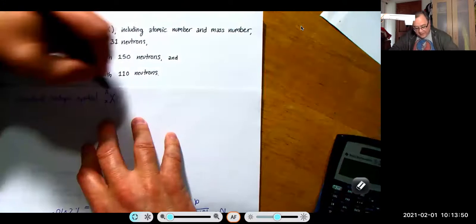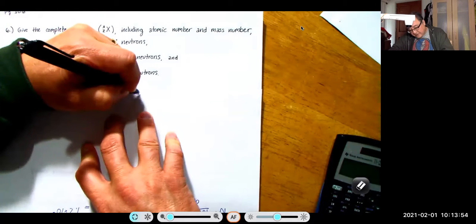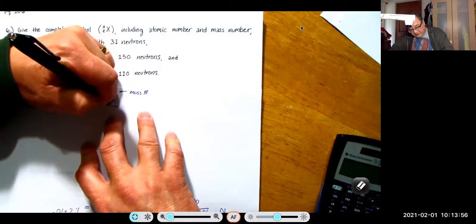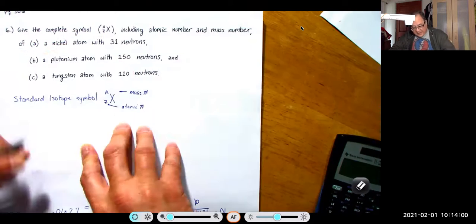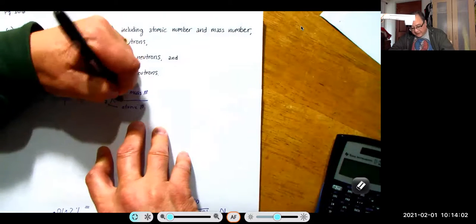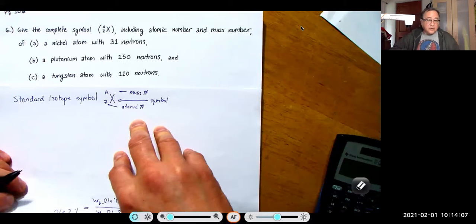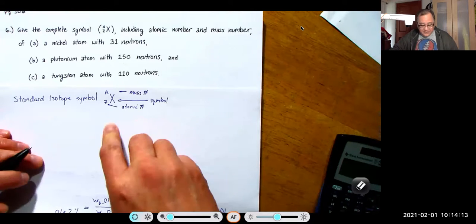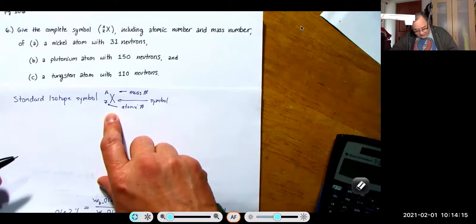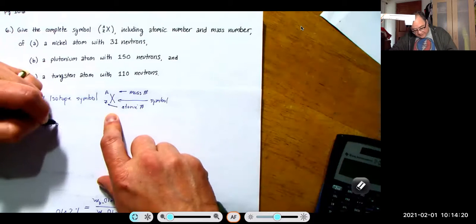And I want to remind you that A is mass number and Z is atomic number. And X is the symbol of the element. It's either one uppercase letter or it's an uppercase followed by a lowercase letter. So that's this standard symbol, isotopes of an element.